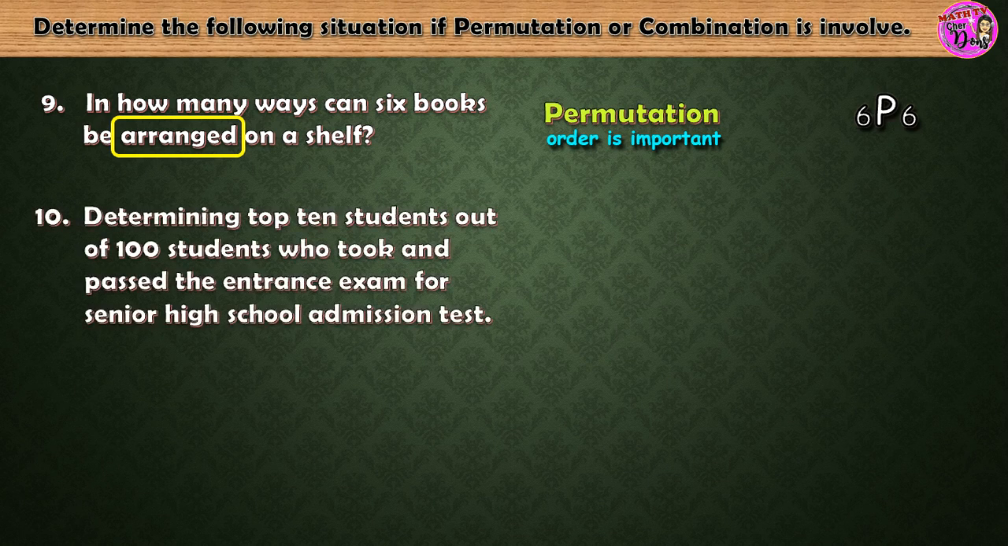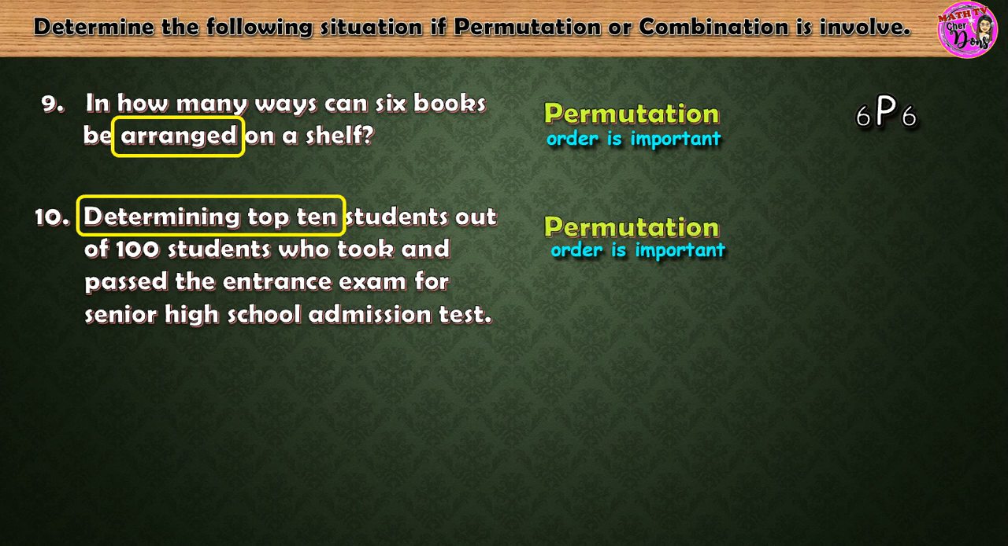Number 10, determining the top 10 students out of 100 students who took and passed the entrance exam for the senior high school admission test. To determine the top 10 students, we will arrange them in order. So, order is important. It involves permutation. It can be solved as permutation of 100 objects taken 10 at a time.